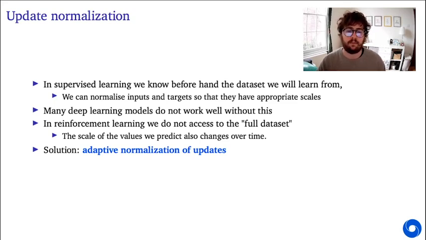But the problem is that in reinforcement learning, we do not have access to a full dataset. And the scale of prediction is even non-stationary, so it even changes over time. Which means that any normalization scheme will need to be adaptive to always normalize appropriately across the duration of training. And this is a much more complicated system, and that requires us to actually think deeply about what we're doing.